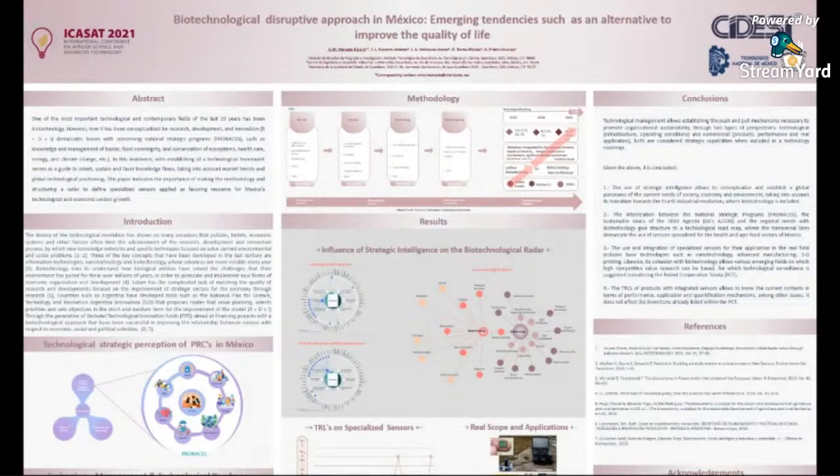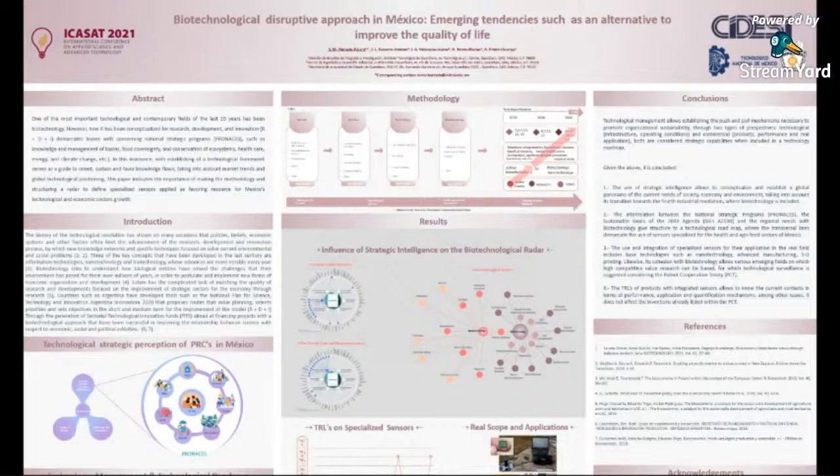The TRLs of products with integrated sensors allow us to know the current context in terms of performance, application, and quantification mechanisms, among other uses. It does not affect the inventions already listed with the PCT.